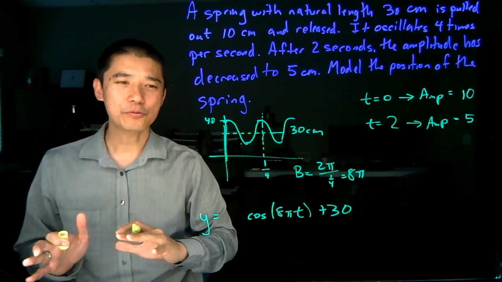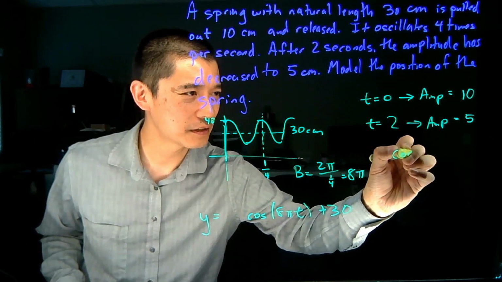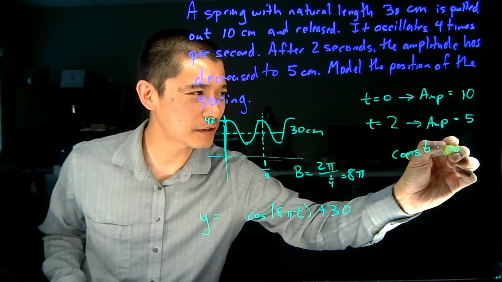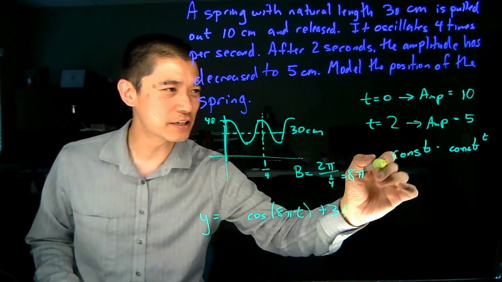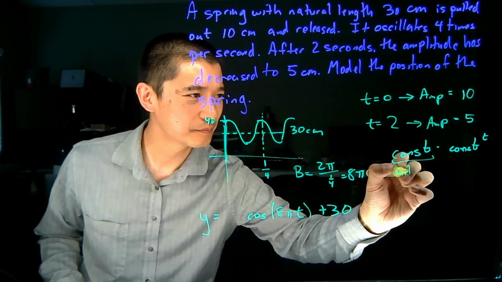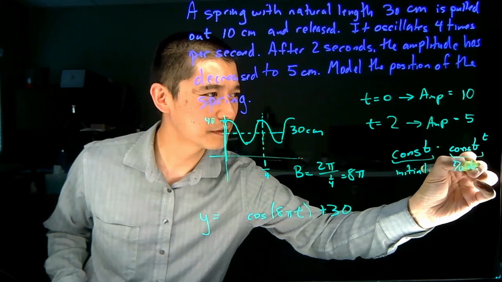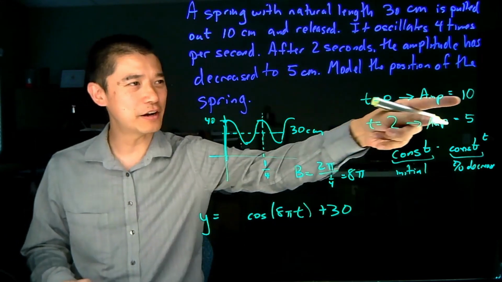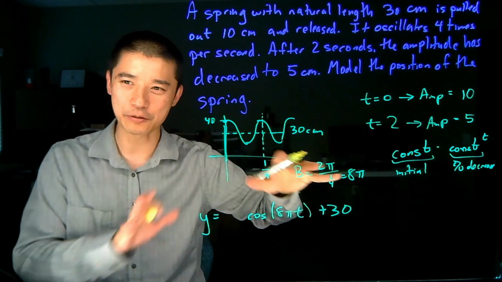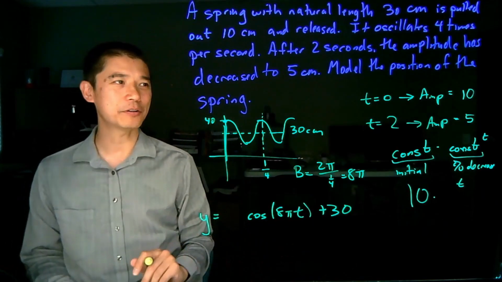Now, in general, our formula will always look like some sort of constant times another constant to some power t, right? So this is usually the initial value, and this is the percent decrease. And our job is to figure out what these things are. Well, the initial value, obviously, that's going to be 10, because when t equals 0, that's the starting point. So it's going to be 10 times something to the tth power.